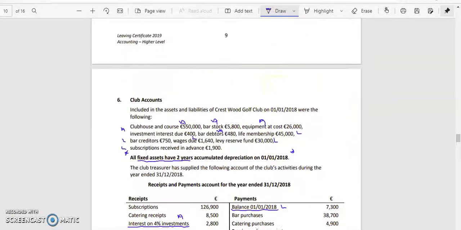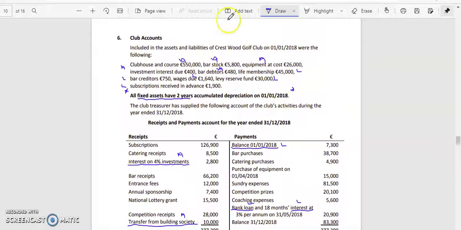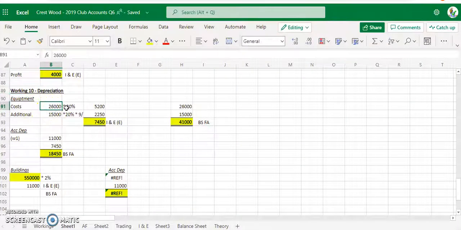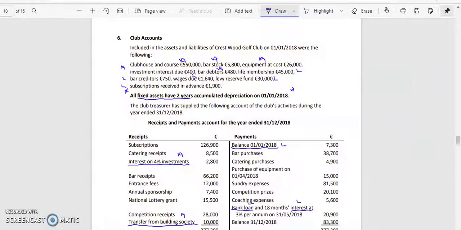So our equipment at the start of the year is 26,000. We bought more equipment on the 1st of the 4th. Now be careful of that, because we bought on the 1st of the 4th, we only have the 4th, 5th, 6th, 7th, 8th. We only have 9 months depreciation on that, and 15,000. So our working is going to be 26,000 by 20%, because that's what's telling us in the question for depreciation.